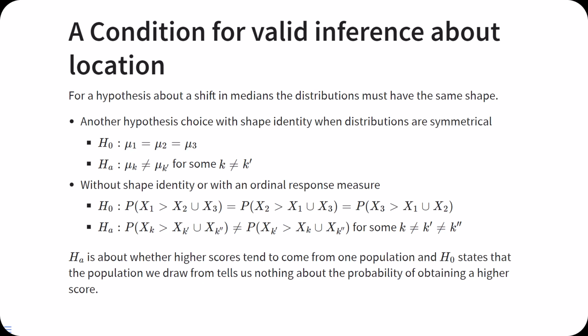Without shape identity, or with an ordinal response measure, because now we're going to be using ranks, the null hypothesis is that the probability of obtaining a score from one condition being greater than scores from the other condition is equal for all conditions, and the alternative is that it is not, that we are more likely to get higher scores from one of the conditions.